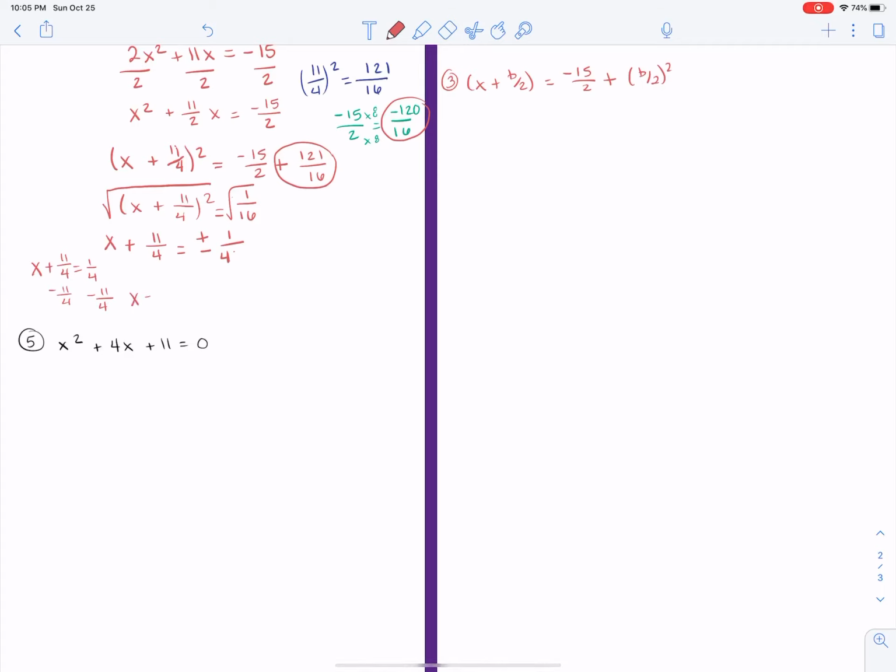You get x equals 1 minus 11 is negative 10. But that simplifies to negative 5 over 2. That's your first answer. Then x plus 11 over 4 equals negative 1 over 4 minus 11 over 4. X equals negative 1 over 4 minus 11 over 4 is negative 12 over 4, which really simplifies to negative 3. So your solutions are negative 5 over 2 and negative 3. Well, let's go back up here, my bad. After we built that, then we took the square root of both sides. Then we solved for x.